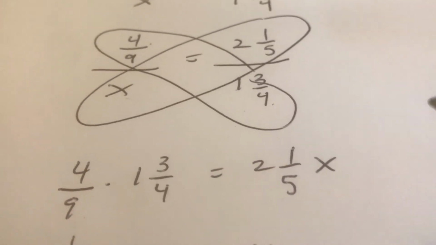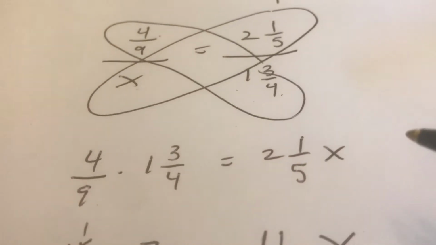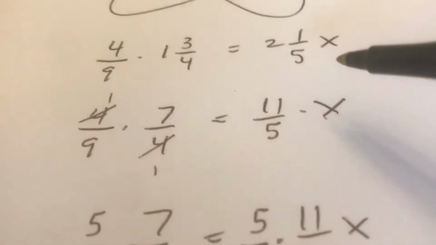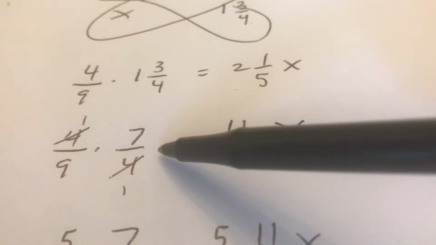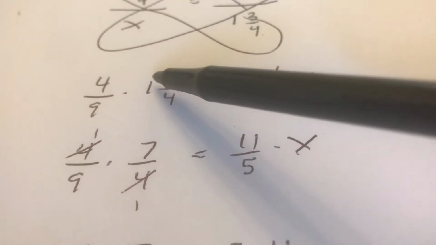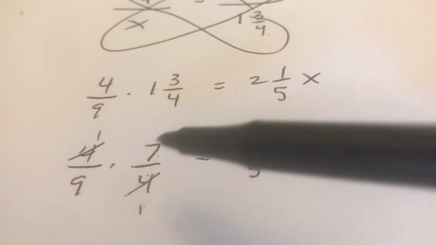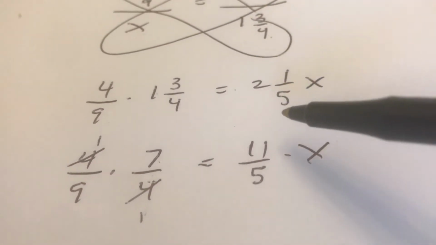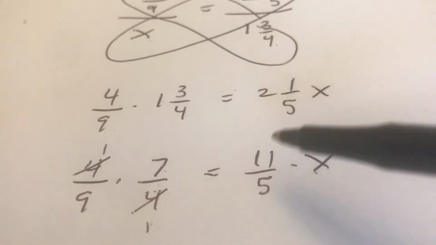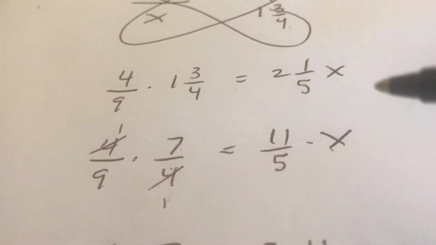Now whenever you multiply or you're working with fractions, it's almost always a good thing to change them to improper fractions. So 4 times 1 is 4 plus 3 is 7/4. So I have 4/9 times 7/4. 5 times 2 is 10 plus 1 is 11/5 x.